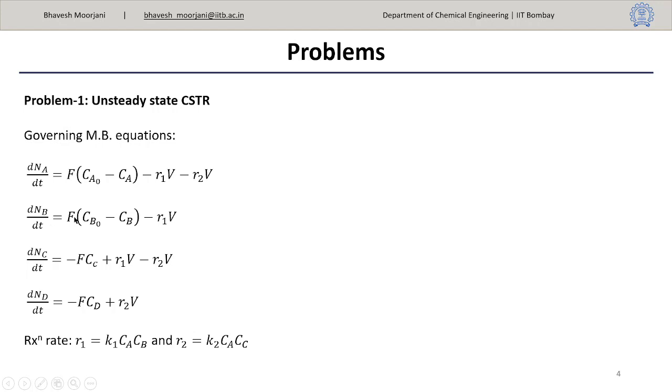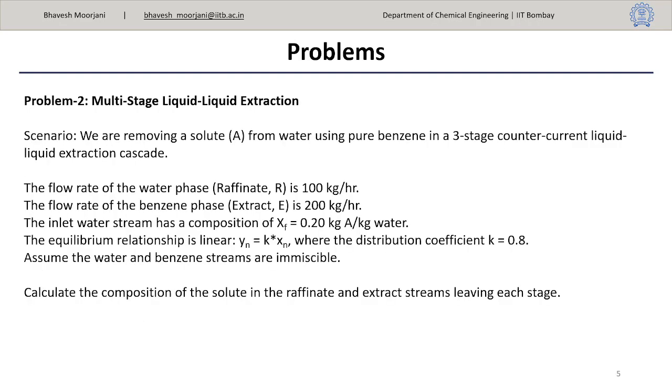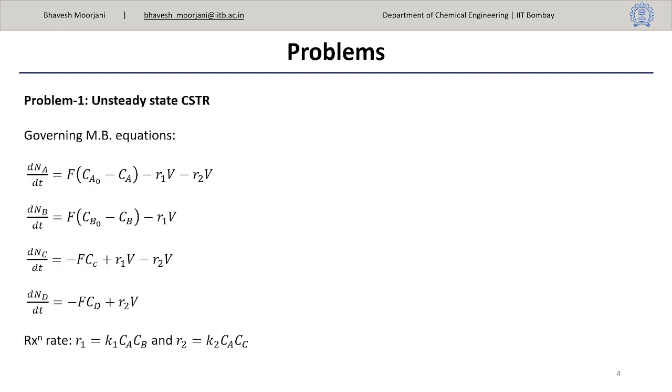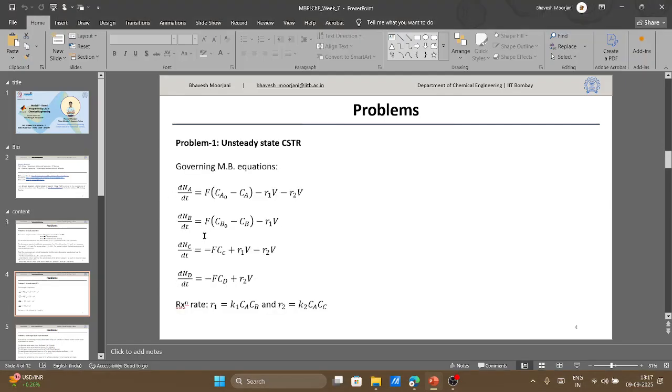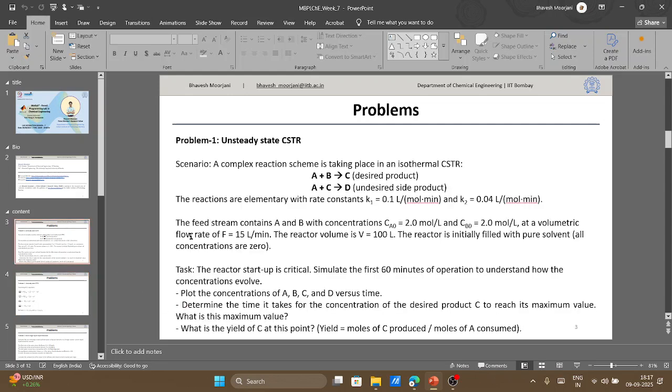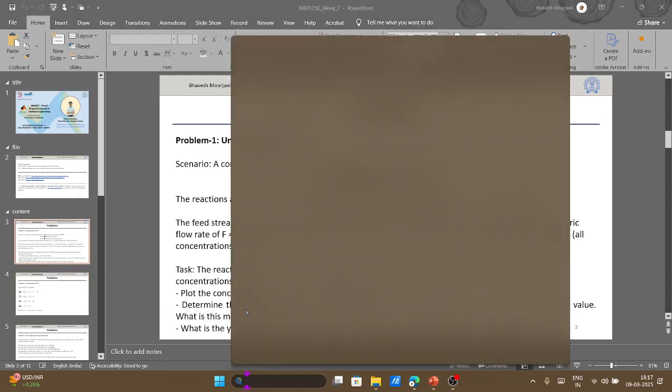Similarly, if you do the mass balance for B, C and D, this is how you should get the equations. Right? Since we have been following this equation for so long, I'm not going to derive these equations. If you have any doubt, you can try to solve them by pen and paper, right? So these are the four equations that we have to solve simultaneously to find the optimal profile.